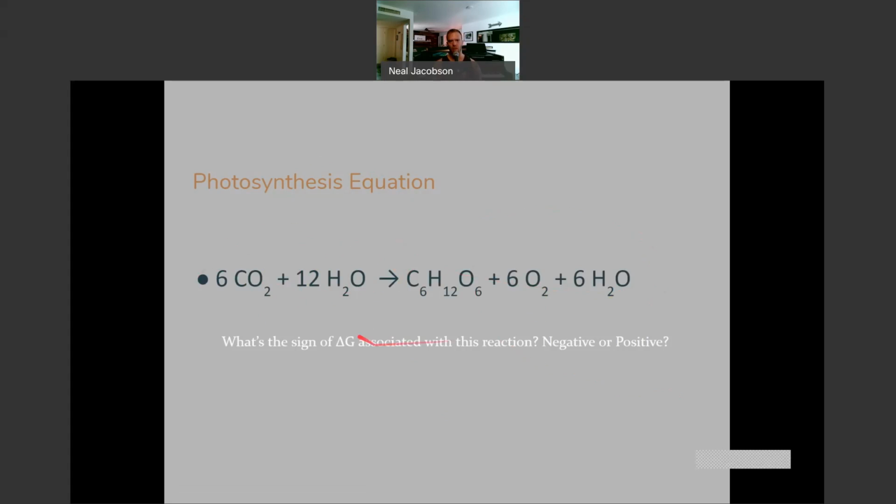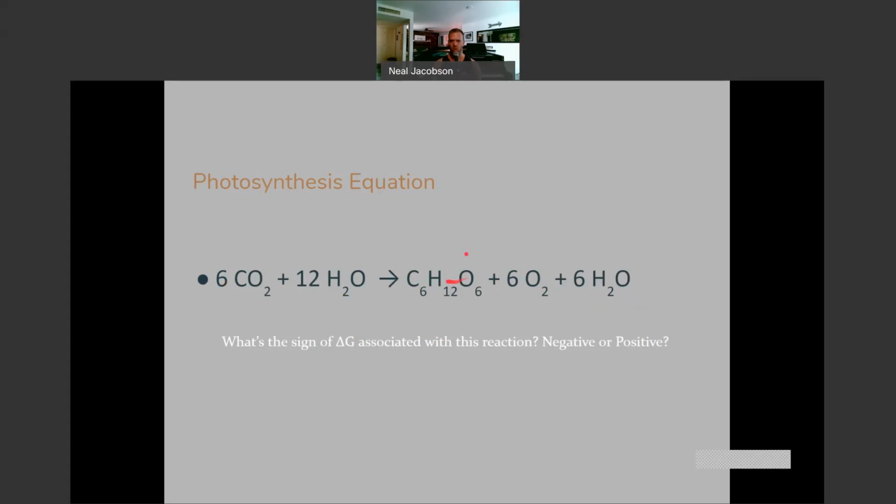But we can ask this question. If we're looking at energy, look at this side of the equation before the arrow, and this side after the arrow. We have reactants over here and products over here. This is what we finish with, and this is what we start with. And remember, when we're trying to figure out delta G, we take the free energy that we end with and subtract from it the free energy we start with.